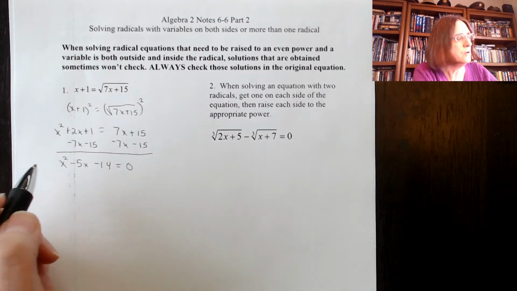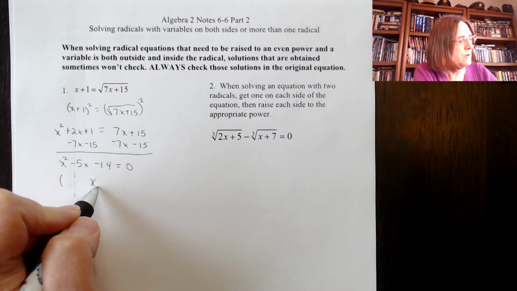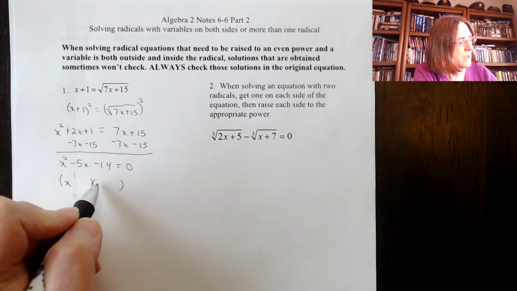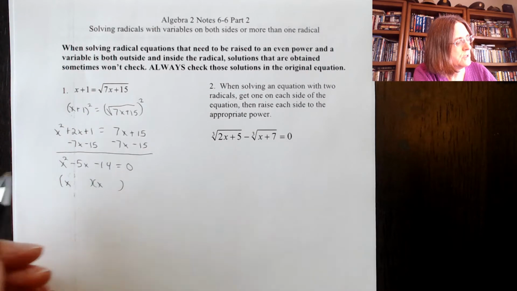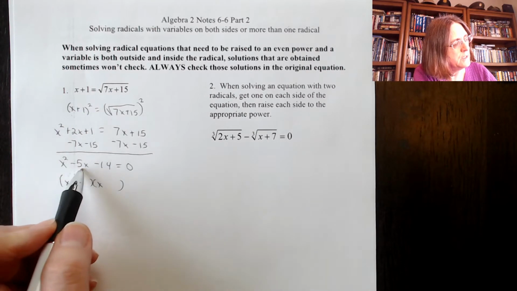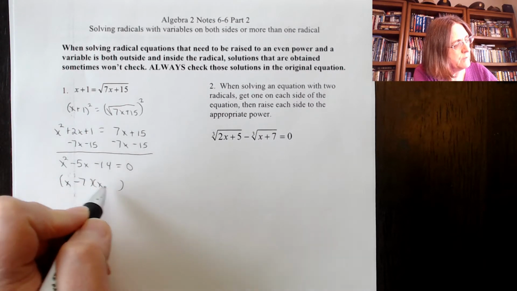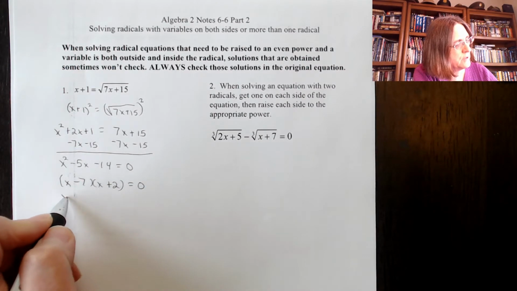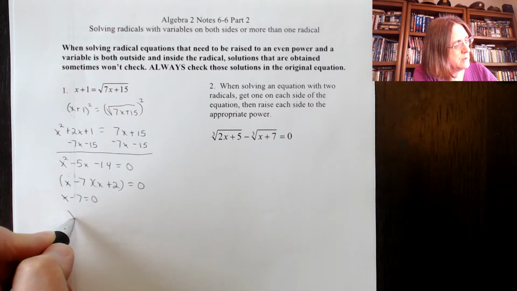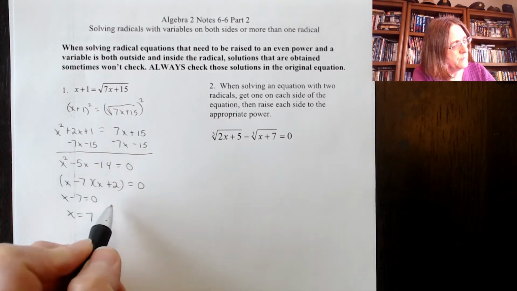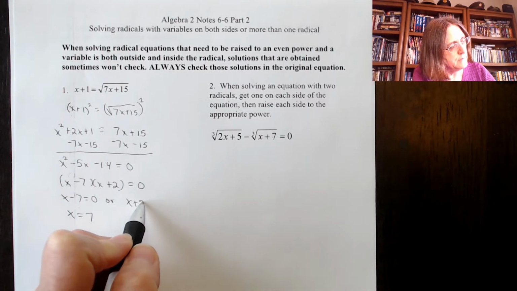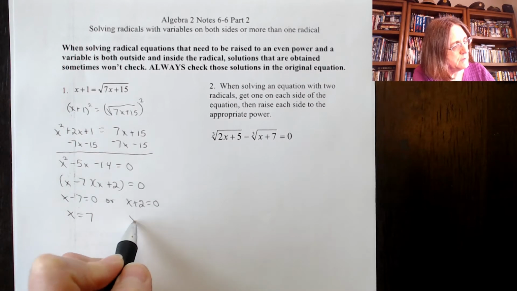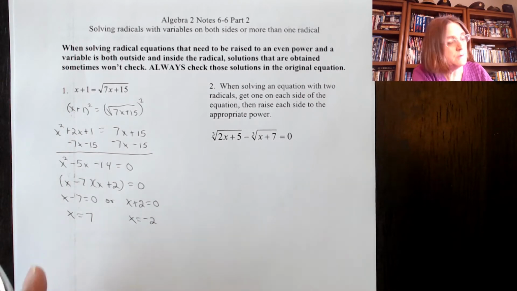Now we have a quadratic equation, and we solve it by factoring. So x and x, factors that multiply to negative 14 and add to negative 5 are negative 7 and positive 2. Setting each factor equal to 0, we get x equals 7, or x plus 2 equal to 0 gives us x equals negative 2.